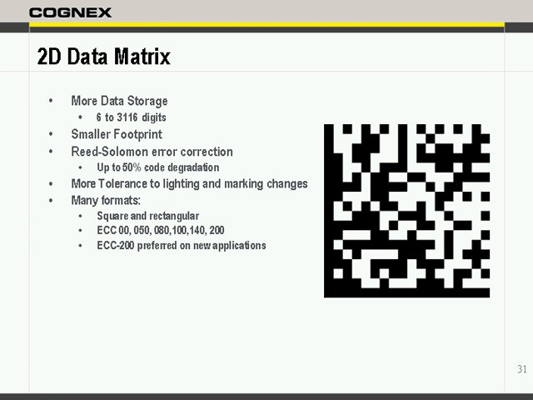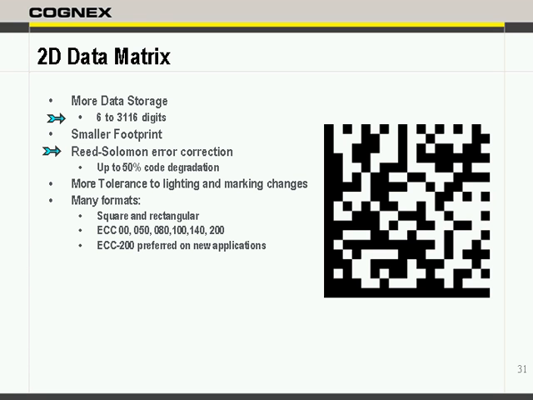So finally, the 2D matrix is very advantageous to folks that are looking to mark their parts, and that's primarily because you can fit a whole lot of information, up to 3,116 characters or digits in the mark. You can fit a lot of information into a very, very small area. That's really what it comes down to.